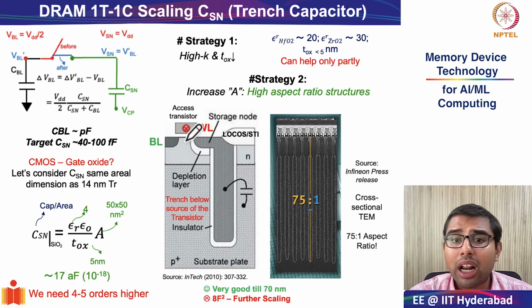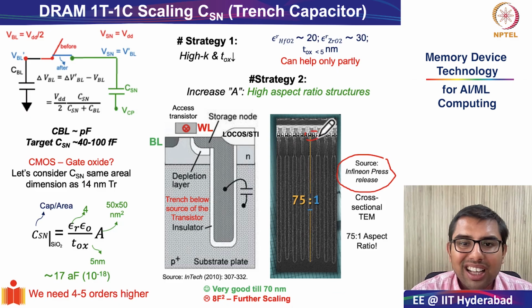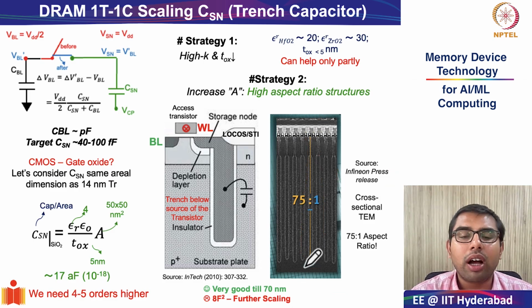Now the trench capacitor has made a lot of significant advances, and this is an image I have taken from the Infineon press release. It is a cross-sectional transmission electron microscope image of one of these trench capacitors, and see how wonderful, beautiful structures they have been able to make. These are your cells, or your cell transistor or access transistor, right at the top. The aspect ratio of the storage node capacitor, which is constructed by digging trenches inside silicon, is roughly 75:1.